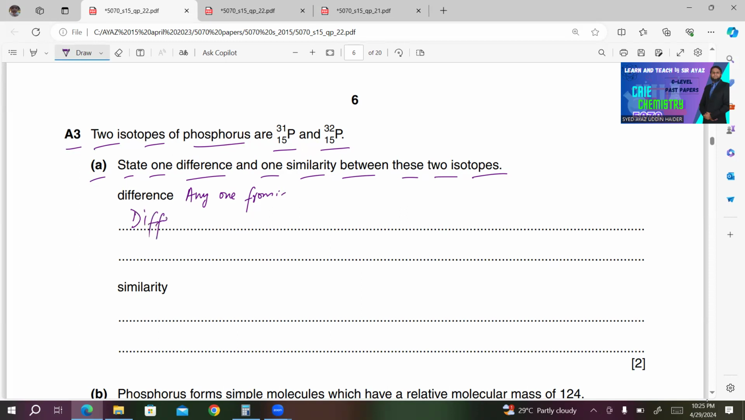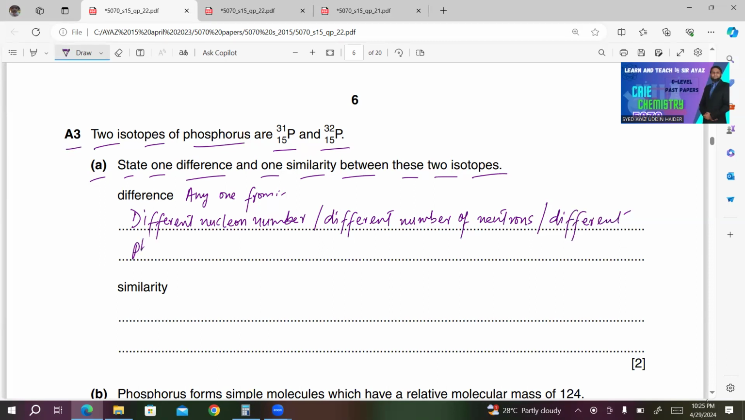different nucleon number, different number of neutrons, or different physical properties. And this is due to the presence of a different number of neutrons. You can mention physical properties like melting point, boiling point, density, rate of diffusion.